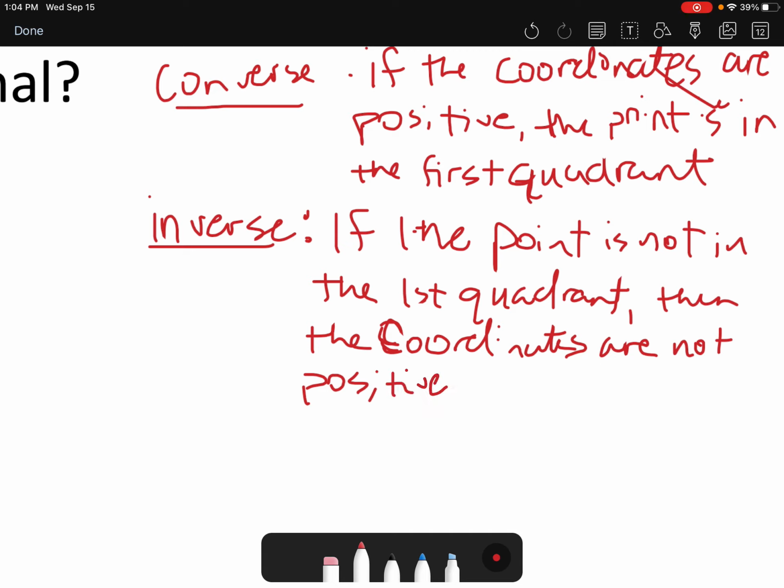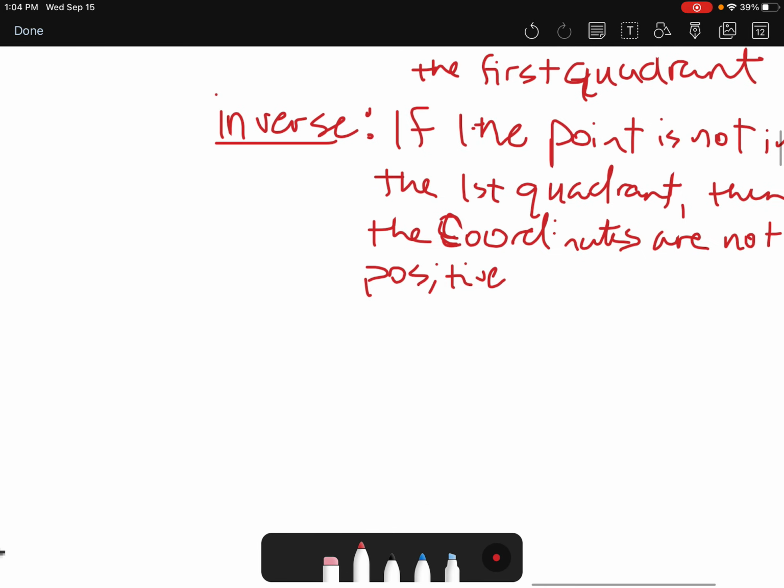Now the last one, the contrapositive, is the one that combines both of these things. The converse swaps around your information, the inverse negates your information, and the contrapositive does both. So for the contrapositive, we have to take the opposite of both of those things and swap them around. What we're doing is taking the inverse and swapping it around.